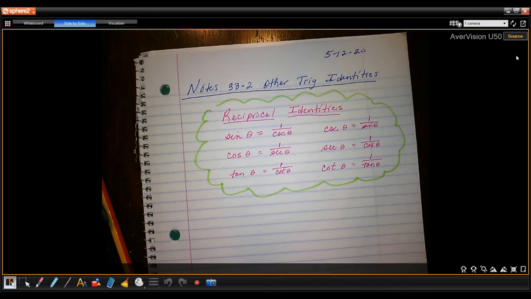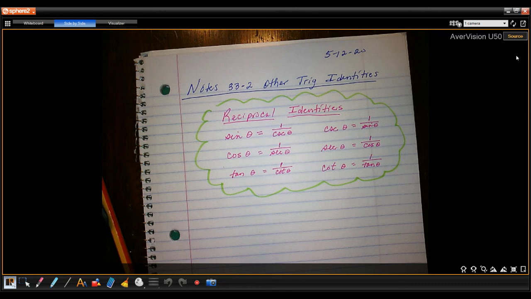All right, so this is our last set of notes that I will do like this, but we do have a worksheet tomorrow. Today we're talking about other trig identities. There are an infinite number of trig identities, so we're going to start with a foundation. We're going to start basic.